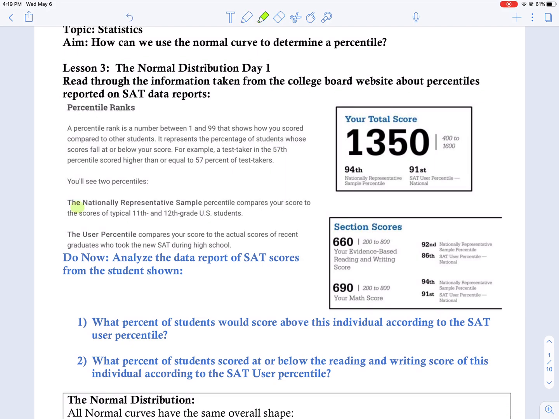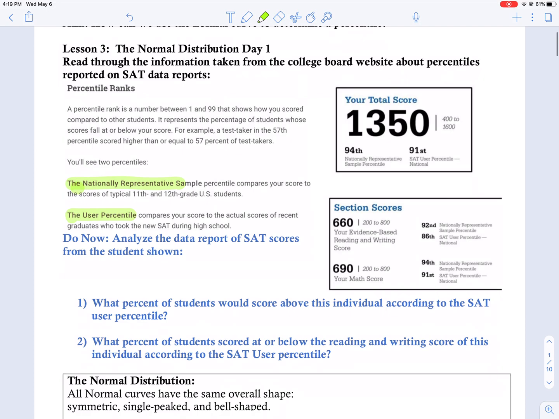You're going to see 2 percentiles. You're going to see the nationally representative sample, and that percentile compares your score to the scores of typical 11th and 12th graders, and the user percentile, which compares your score to the actual scores of recent graduates who took the SAT. Okay, so now analyze the data report of this SAT score from the student shown. They got a 1350, looks like 94th nationally representative percentile, and then 91st in the user percentile. And they break it down into your math and reading and writing.